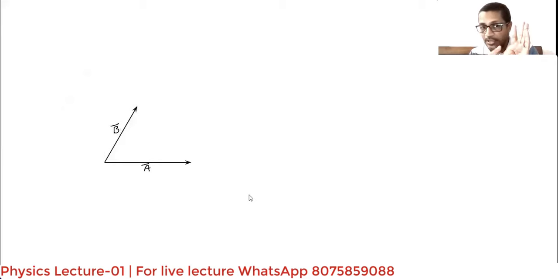Did I change the magnitude of B? No, sir. Did I change the direction of B? No, sir. I just moved B from its initial position to a new position. Remember, you are always free to move the vectors here and there. But what you should not do is either change their direction or change their magnitude. These two things should not be done. Without disturbing the magnitude and direction, you can move the vectors wherever you want.